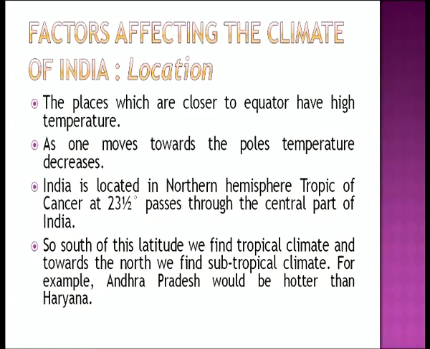Now, what are the factors affecting the climate of India? The first factor is location. The places which are closer to the equator have high temperature. As one moves towards the poles, the temperature decreases. India is located in the northern hemisphere and Tropic of Cancer passes through it at 23.5 degree through the central part of India. So, south of this latitude we find tropical climate and towards the north we find subtropical climate. For example, Andhra Pradesh would be hotter than Haryana.